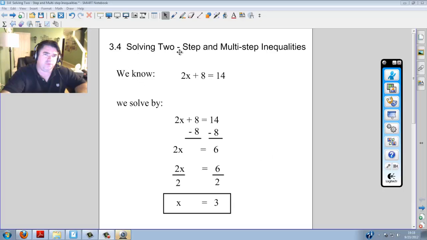Okay, let's get started. Today again we have 3-4 solving two-step and multi-step inequalities as mentioned before. First thing I want to do is remind you of what you already know, which was the following. 2x plus 8 equals 14.